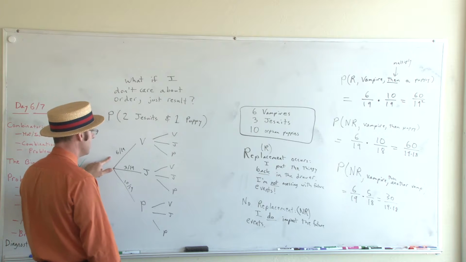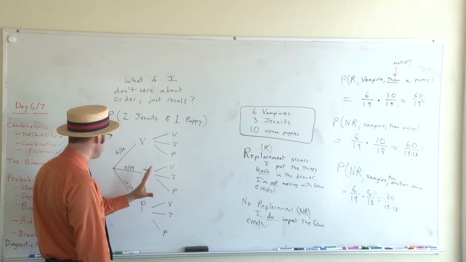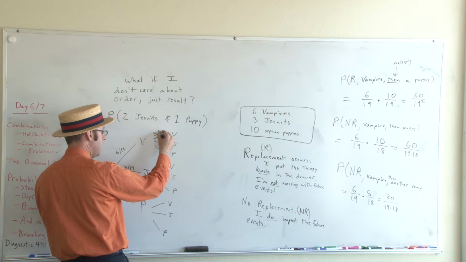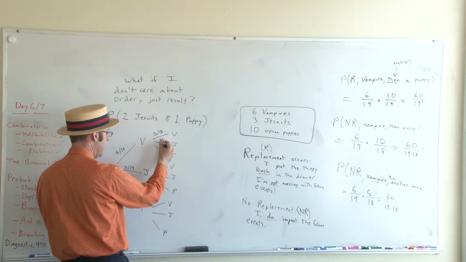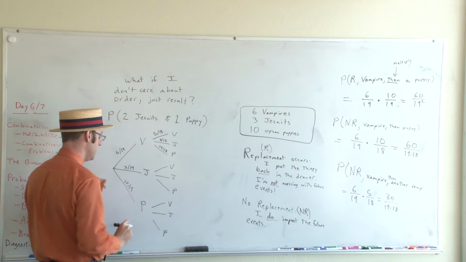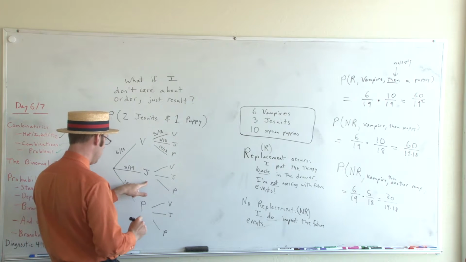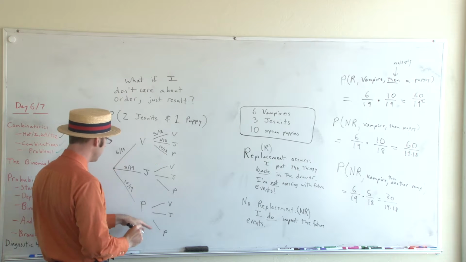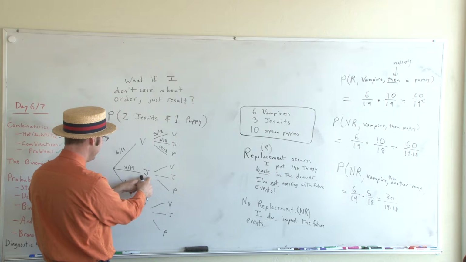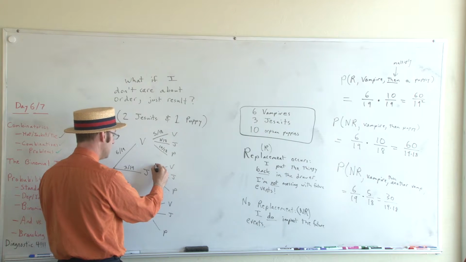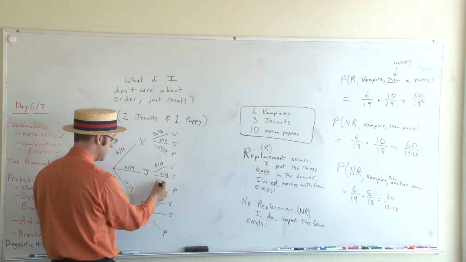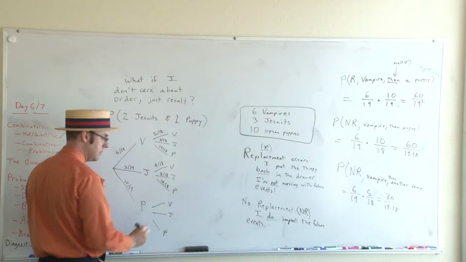At this point, I've only got 18 things left. I've already gotten a vampire, so this will be 5 out of 18, 3 out of 18, and 10 out of 18. Chance there. And that's also right at 18, right? Yeah, all these are going to be out of 18. Here, if I got a Jesuit my first turn, then I still had those 6 vampires, but now I'll be down to 2 Jesuits.